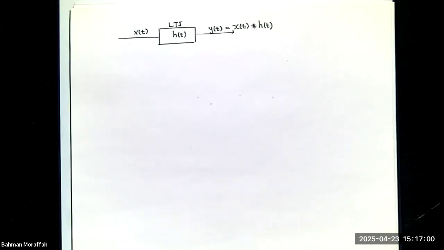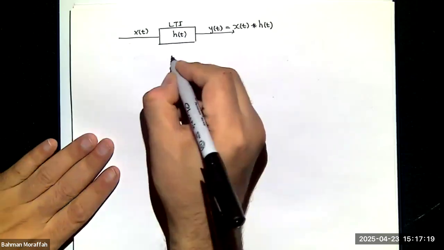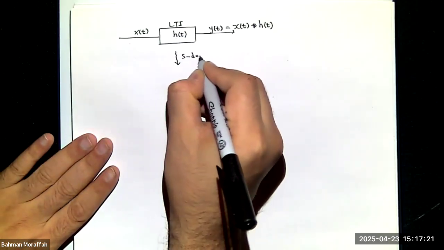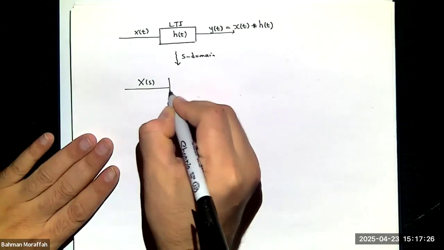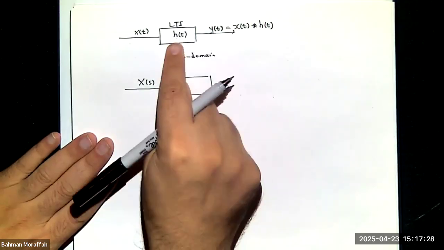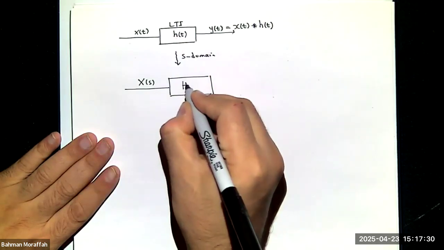Therefore, I can take it to the S domain. And if I take it to the S domain, my output is still the multiplication. Given the fact that I know how to compute the inverse Laplace, I can always compute y of t. So I can take this to the S domain. My input becomes x of s. My impulse response becomes h of s.